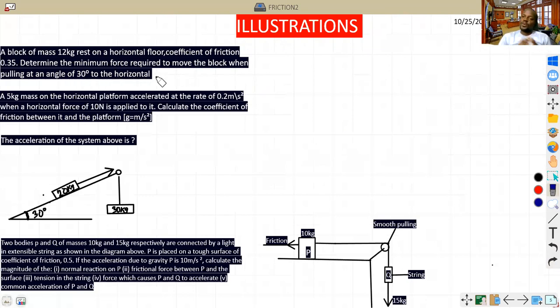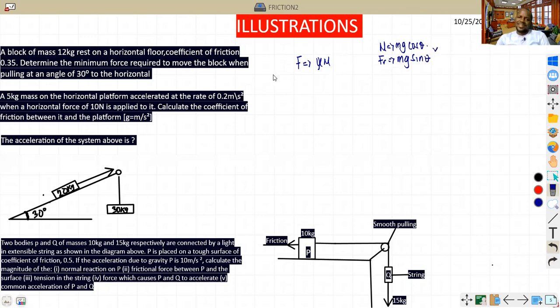Now that we have learned the concept, we can apply the formula directly. Remember, we said the frictional force acting on a body is equal to mu mg or mu N. Let me write it one by one. Mu N. And N is equal to what? Remember, when it is being acted upon by a body to the horizontal, normal reaction is mg cos theta, right? We talked about that. You can see the minimum force required to move the block when pulling at an angle of 30 degrees to the horizontal. So we said normal reaction is mg cos theta, and frictional force is mg sin theta. Remember, this is very important.